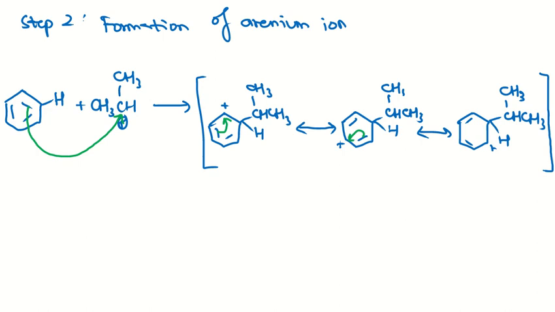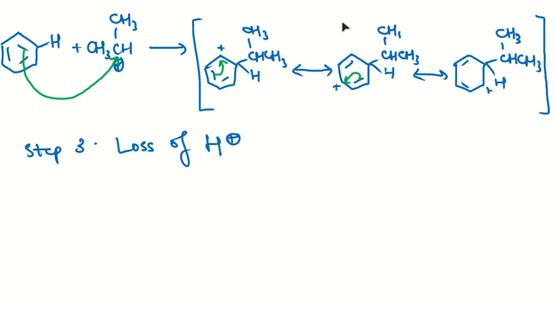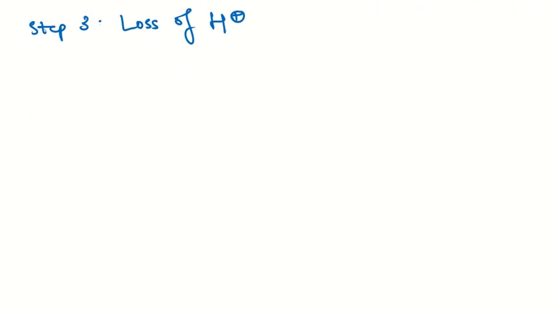And then lastly, step number 3, which is loss of H+. Okay, so let me just scroll up a bit to make some space. Okay, for step number 3, you can choose either one of these 3 resonance structures for arenium ion. Okay, you can choose either one. So I will just choose the first one. Let's draw the first structure.